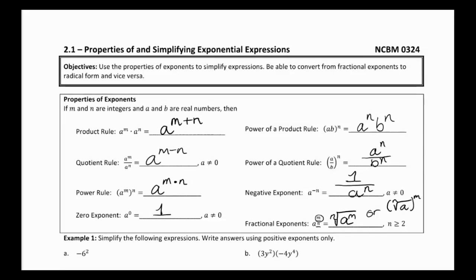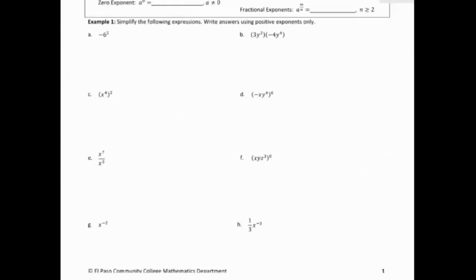Okay, let's look at example 1. For example 1, we need to simplify the following expressions. Write all your answers using positive exponents only. For example A, we have negative 6 to the second power. Notice that the second power is only affecting the 6. That means that we're going to have negative parenthesis 6 times 6. The negative stays. 6 times 6 is 36.